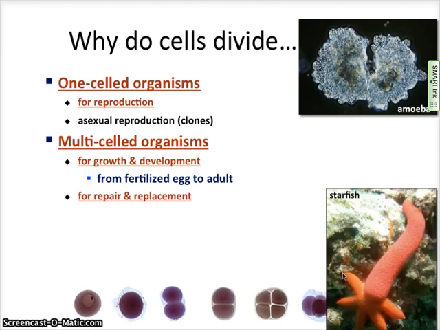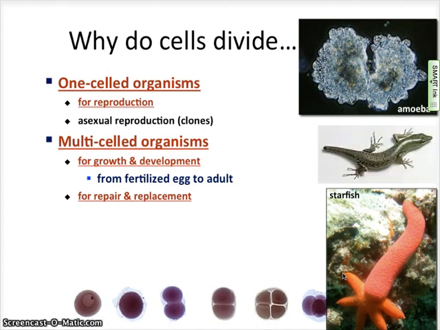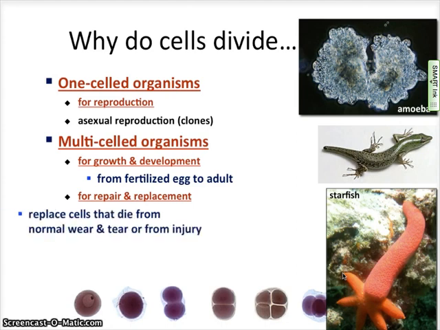Also, repair and replacement. You see the picture of the starfish on the right. It's regrown a new leg as a form of regeneration. You see the lizard also growing back a tail as a form of regeneration. So it's using this cell division in order to regrow its parts back.